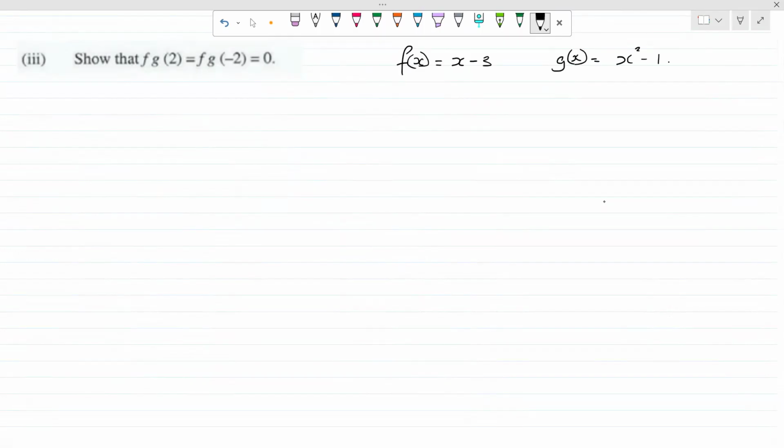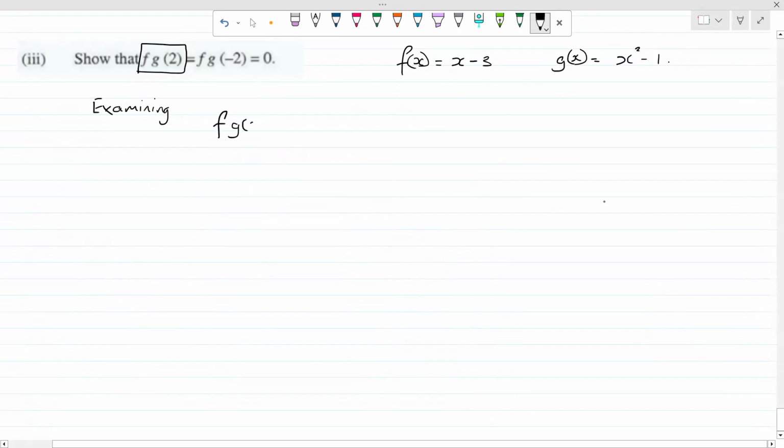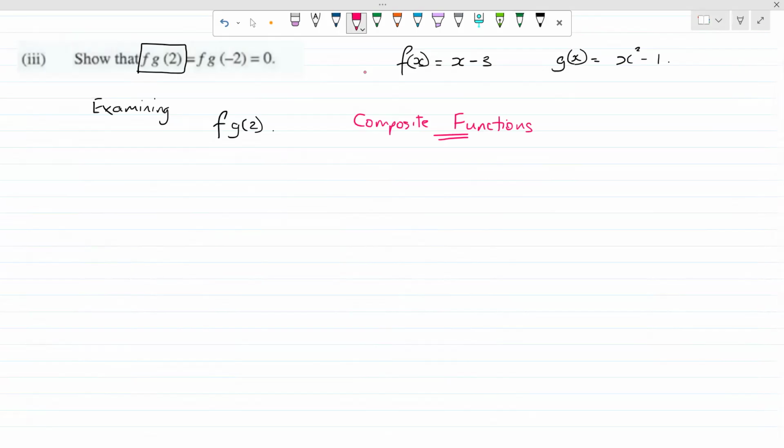Good. Now, let's begin first by examining just this little piece here. What is f of g of 2? This is called a composite function. This is where we are smashing or joining two functions together. Now, when we are doing composite functions, it is always easier to work out the function on the right-hand side first, find the value of that, and then put it into the function on the left.